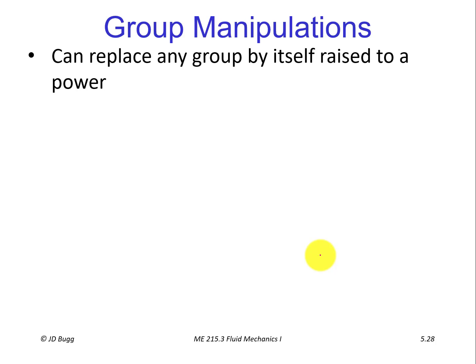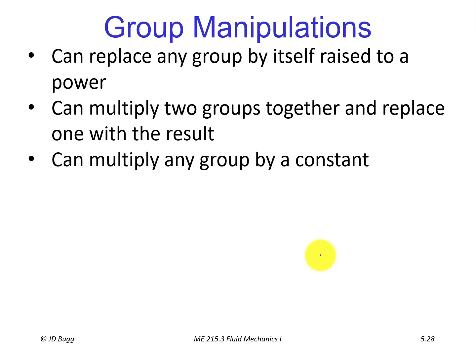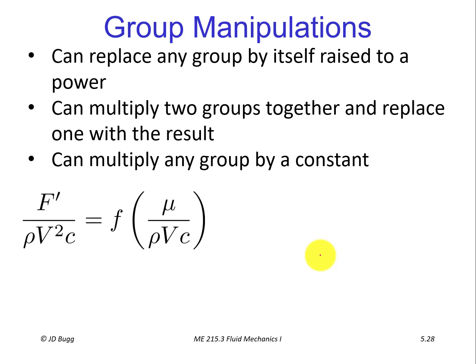Another thing that we're allowed to do is take 2 of our groups and multiply them together or divide them, and then use the result to replace one of them. We'll be doing all of these things as we go forward further on in this section. The other thing we can do is take a group and multiply it by a constant, because if we double it or triple it or whatever, we're not changing the fact that it's a dimensionless group. So those are 3 group manipulations that we're allowed to do to our dimensionless groups after we've found them. So here's the result we have so far for our drag force on this airfoil.